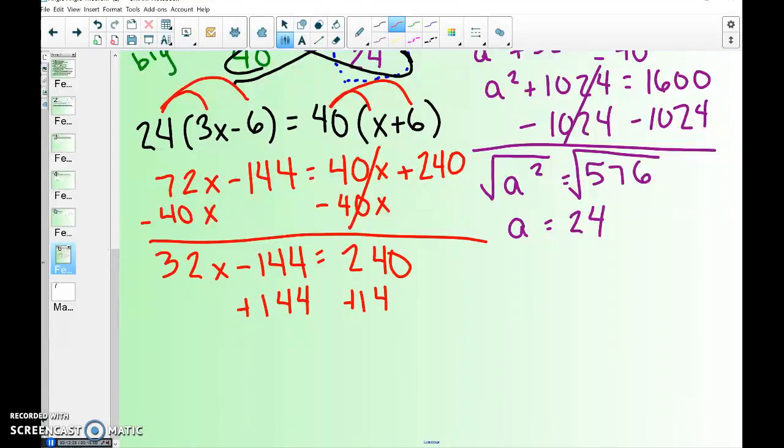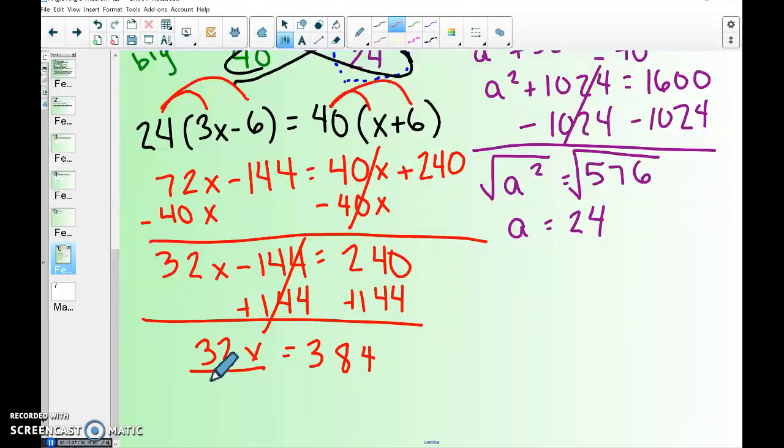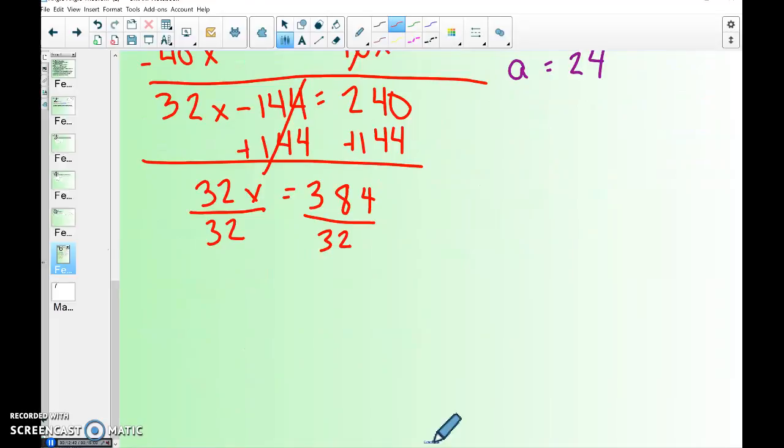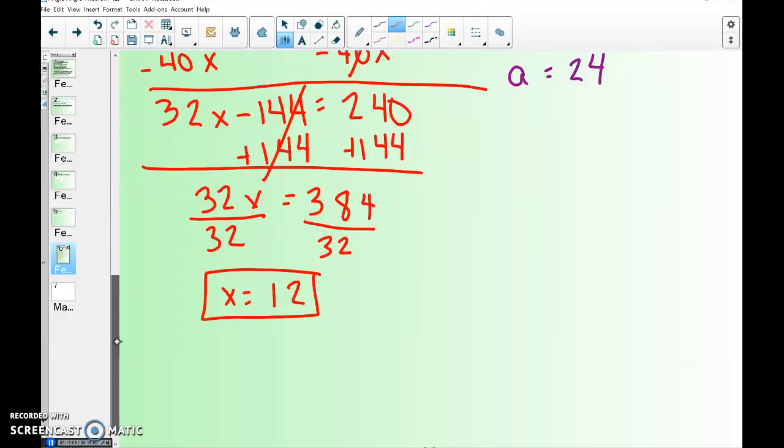Move that 144 to the other side. Get rid of that. 32x now equals 483, dividing by 32. And we get x. This one I'm going to need my calculator for, because I don't think I can do that in my head. 32. Ooh, we came out to a nice number, so hopefully I did that correctly. I got x is 12. If you didn't get that, raise your hand and let one of the teachers know. Entirely possible that I did something wrong.